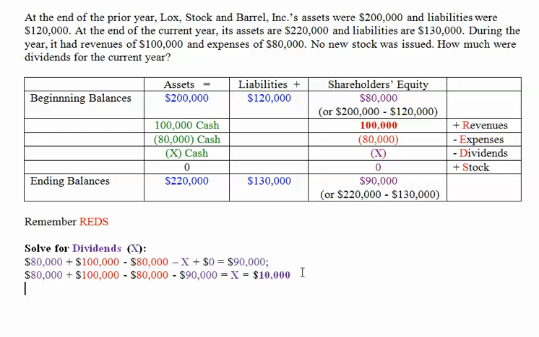I always recommend that after you've solved for your missing amount, plug it back in and make sure that it works. And you can see 80 plus the 20,000 of net income minus the 10 they didn't keep, that's a net of 10, equals 90.